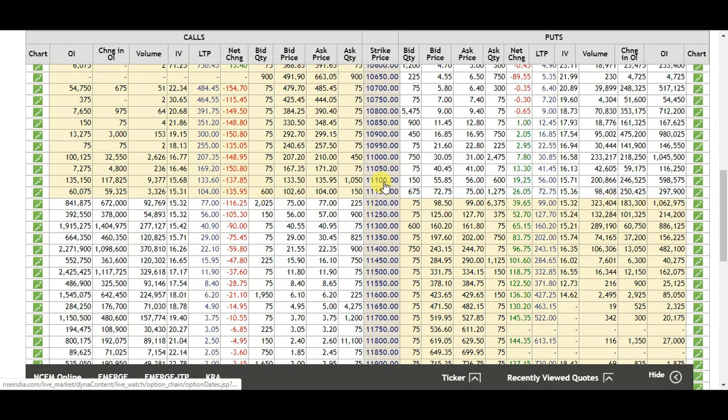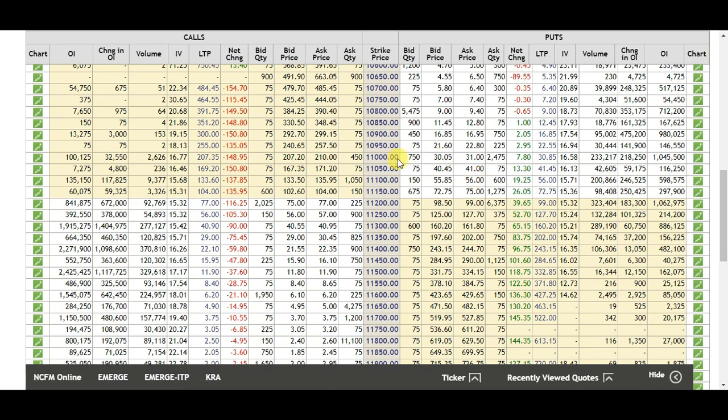Now, if we see further down at 11,100, we can see the net change is again plus 19, the change in open interest is 2.4 lakh contracts, and the cumulative open interest is almost 6 lakh contracts. It means again the put buyers bought the contracts at this strike price 11,100.